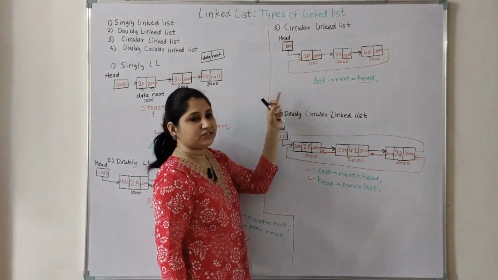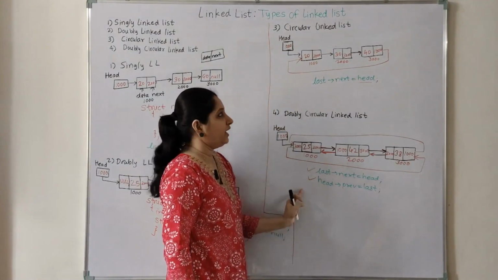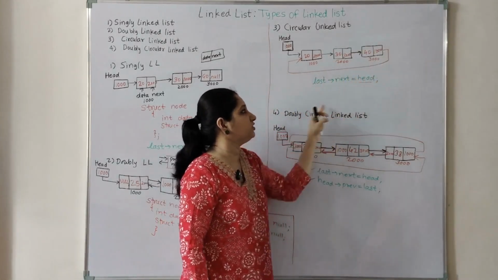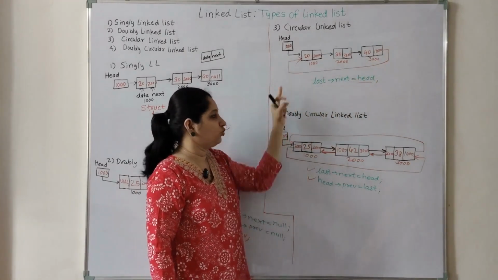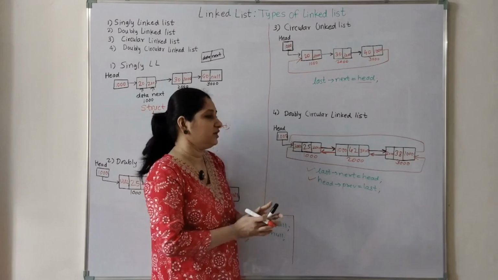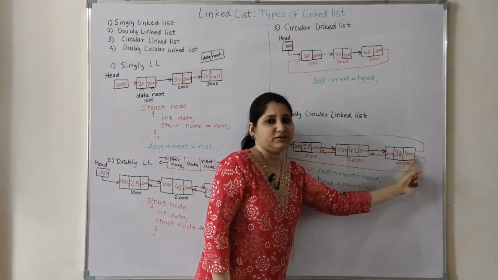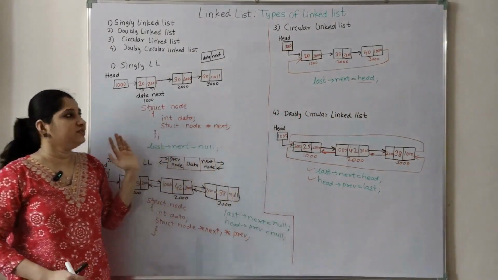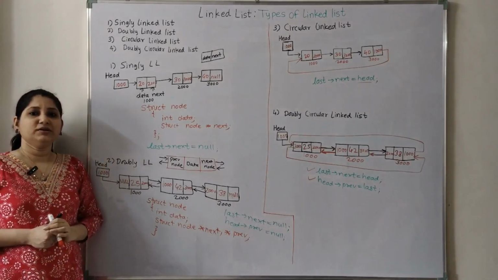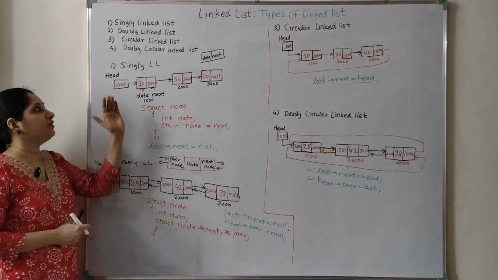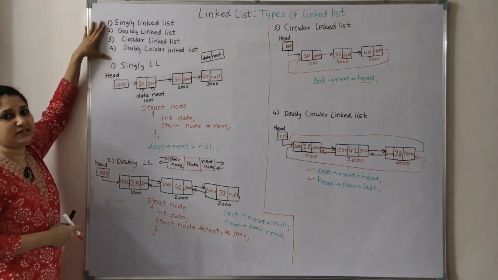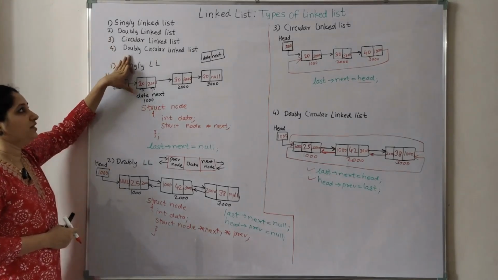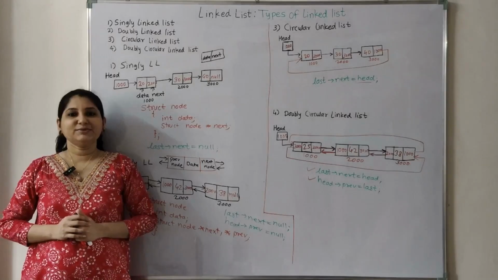So this is all about the circular linked list and the doubly circular linked list. In the doubly circular linked list and circular linked list, we are making a circular connection between the nodes. So there is no null node present over here. There is no null link present in the circular linked list and doubly circular linked list. So these are all four types of linked list that we have covered. The first one is the singly linked list, the second is the doubly linked list, the third is the circular linked list, and the fourth is the doubly circular linked list.